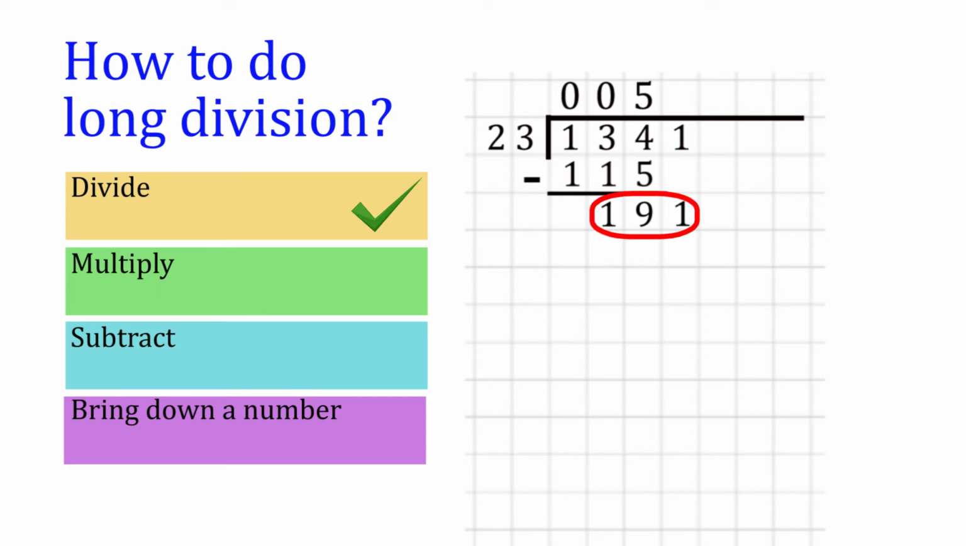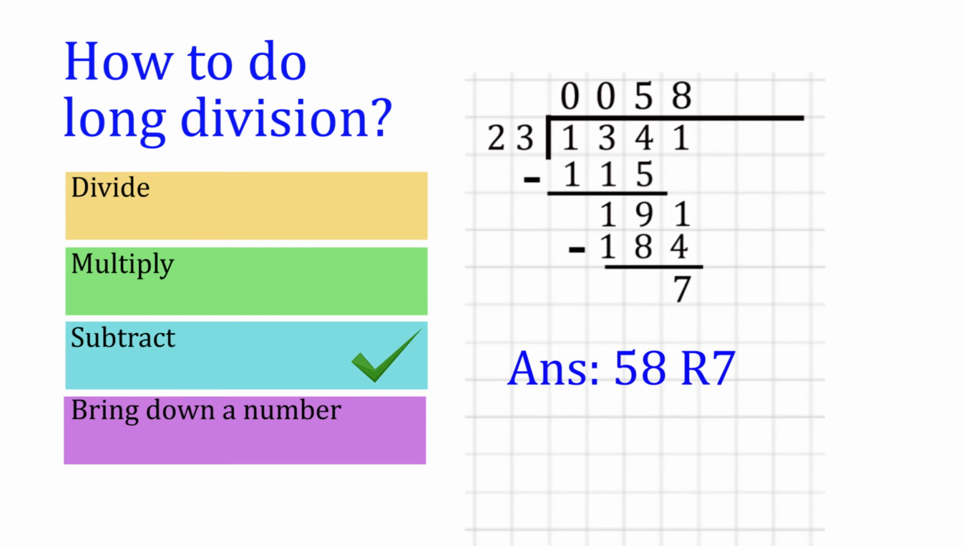We divide 191 by 23, which equals 8. We write this above. We multiply this 8 by 23, which gives 184. We write this below. We draw a line. We subtract 184 from 191, which equals 7. We write this below. Since we have used up all of the numbers and there's no numbers to bring down, and 7 is less than 23, the division is complete. So 7 is the remainder. So the answer is 58, remainder 7.